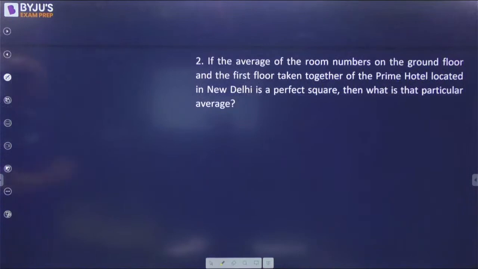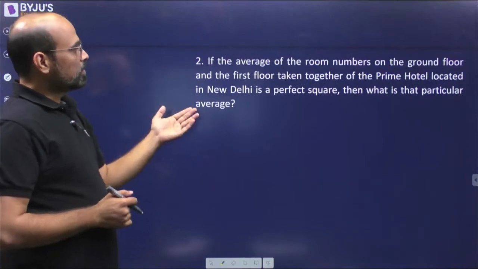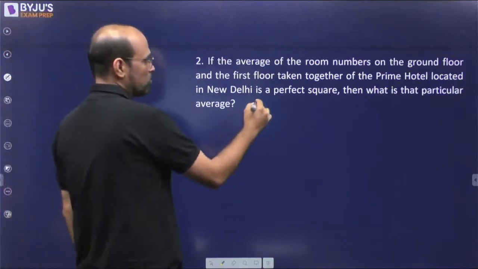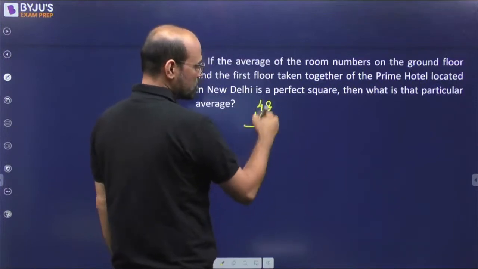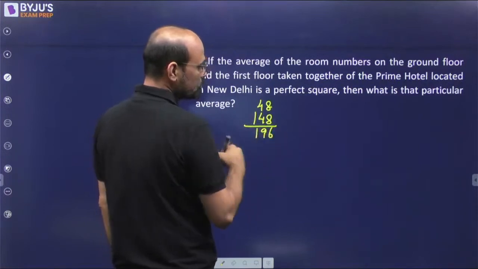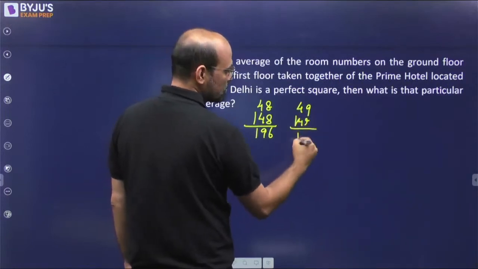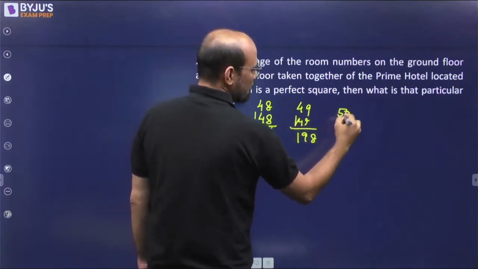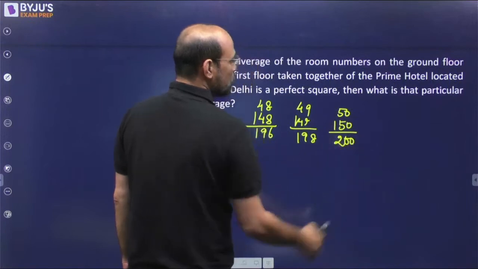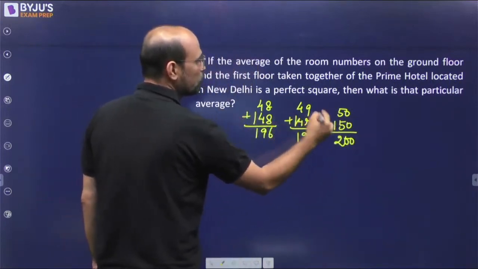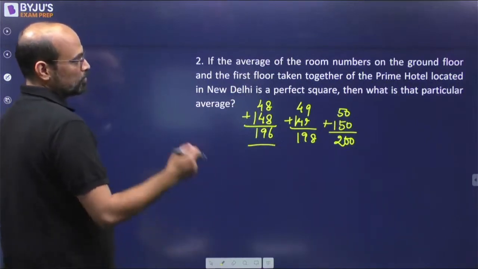Okay. Next. If the average of the room numbers on the ground floor and the first floor taken together in New Delhi is a perfect square. So average is 48 for this. First floor average will be 148. So the sum is going to be 196. If average is 49, so first floor is 149. Their sum is 198. Then 50 and this is 150. So the first floor average will be more. So this is going to be 200. Question says that the sum of ground floor and first floor is a perfect square. Then what is that particular average?